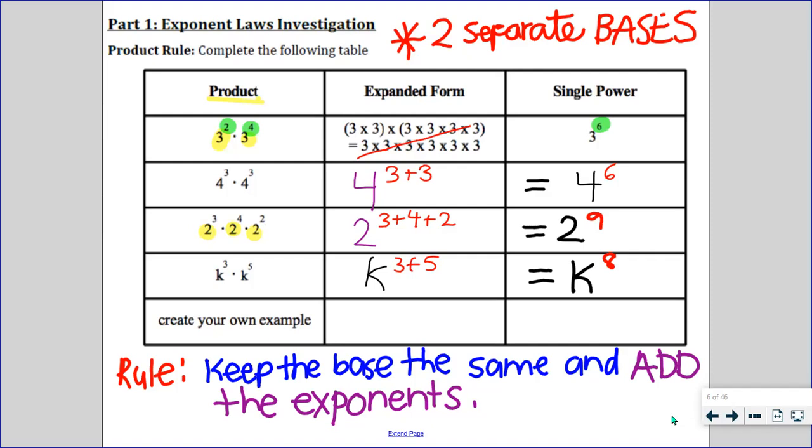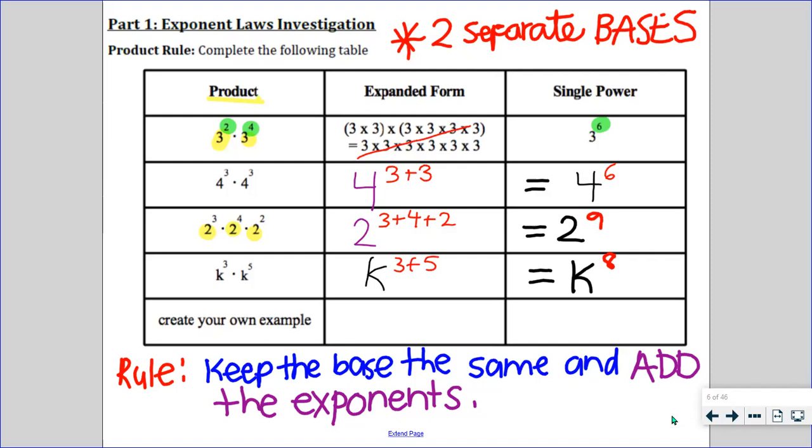For our last question, we have separate bases. K to the power of 3 times k to the power of 5. Our base is k. In expanded form, we show our work. We're adding our exponents 3 plus 5. So our single power final answer would be k to the power of 8. So keep in mind, this is called product rule. So we keep the base the same when they're 2 separate bases, and we add the exponents.